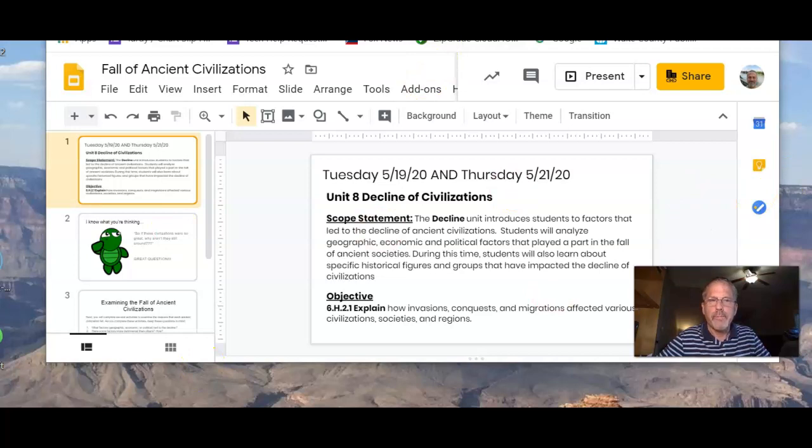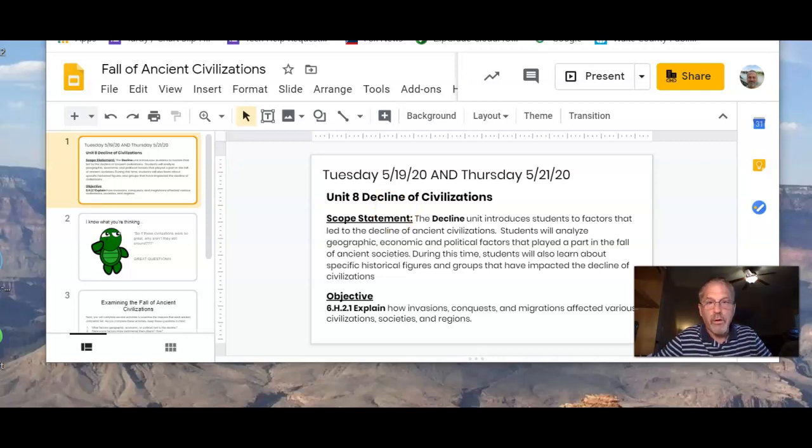What you're going to cover today. Your scope has changed. The decline unit introduces students to factors that led to the decline of ancient civilizations. Students will analyze geographic, economic, and political factors that played a part in the fall of ancient societies. During this time, students will also learn about specific historical figures and groups that have impacted the decline of civilizations.